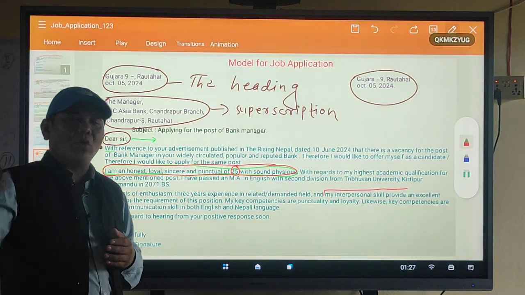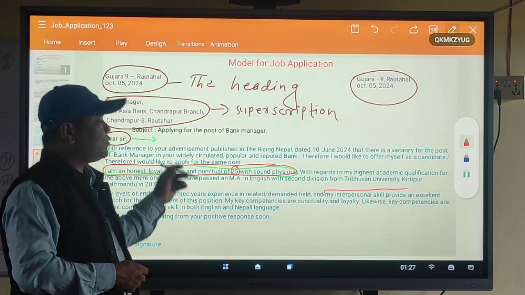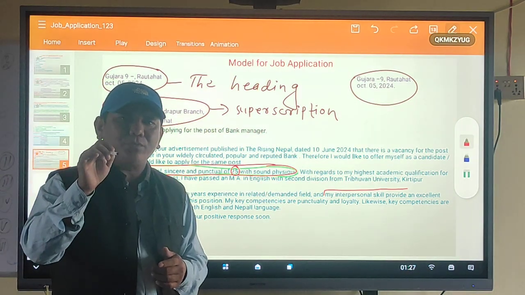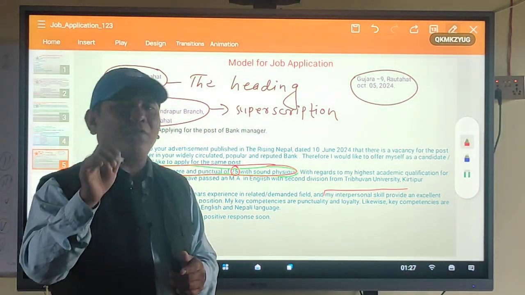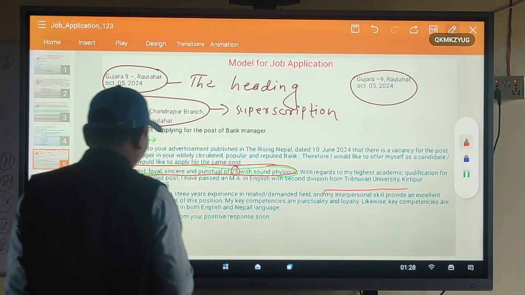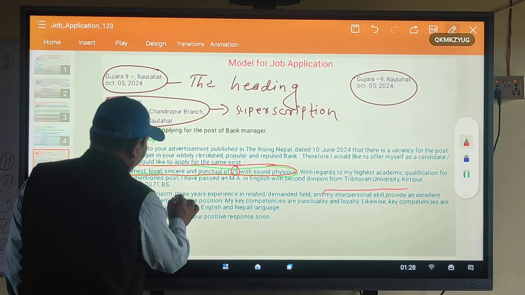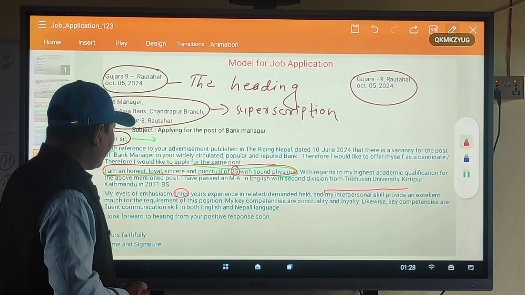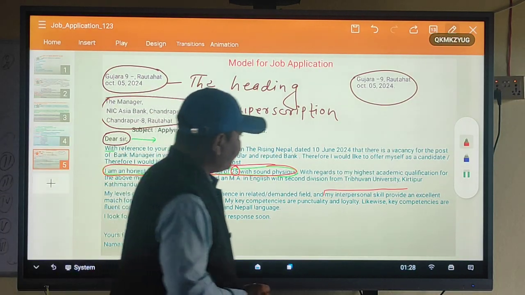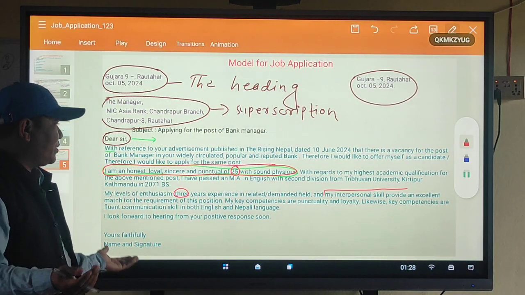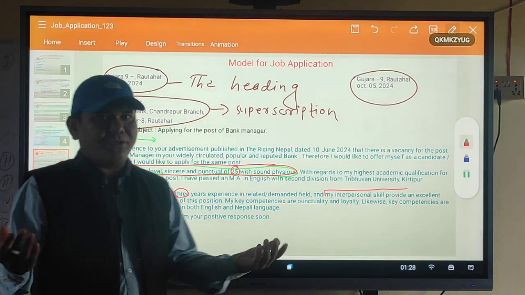And I recommend you all to write or to copy as it is. But you only need to change a few words. Like you can change three, otherwise you can write as it is. Okay?